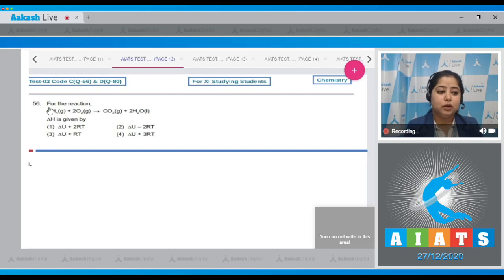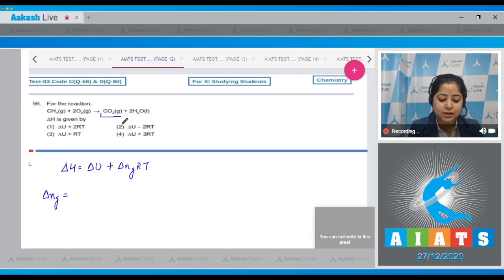56. Let's read it. For the reaction, CH4 gaseous plus 2O2 gaseous gives CO2 gaseous plus 2H2O liquid, delta H is given by. Students, we all are aware that delta H is equal to delta U plus delta Ng RT. Here delta Ng represents number of gaseous products minus number of gaseous reactants. So let's calculate delta Ng for the given reaction. Here number of gaseous products is 1 minus number of gaseous reactants, which is 3, that means minus 2.